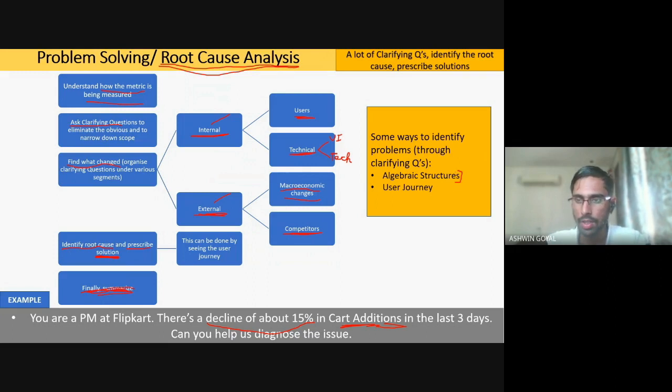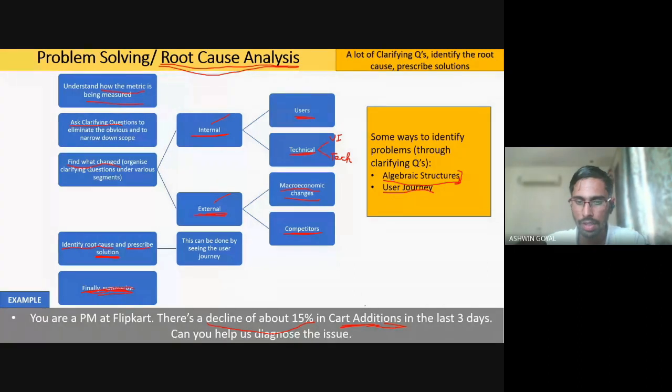So some ways to identify problems are, for example, one thing can be algebraic structures, plus minus, internal, external. So algebraic structures we had discussed in one of the lectures when I was talking about MISI. We discussed this, but you can ignore this for now. This is more towards consulting. You can look at user journey. So user journey, the funnel basically, right?